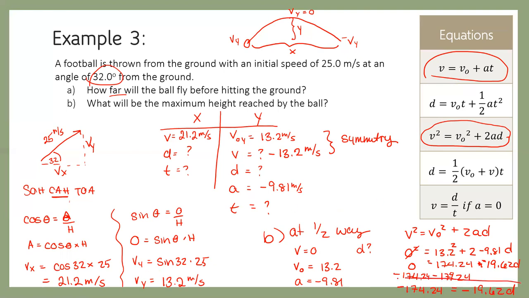I'm going to just take this. Hopefully you can follow my arrows. Excuse my lack of spatial reasoning here. So we get negative 174.24 equals negative 19.62d. Divide by 19.62, and you get a distance of 8.8 meters.